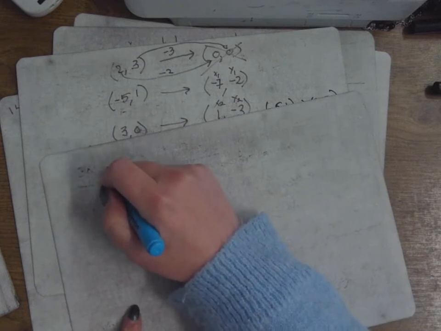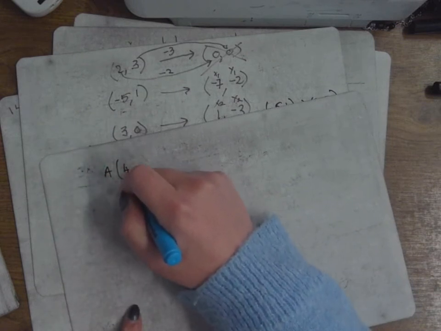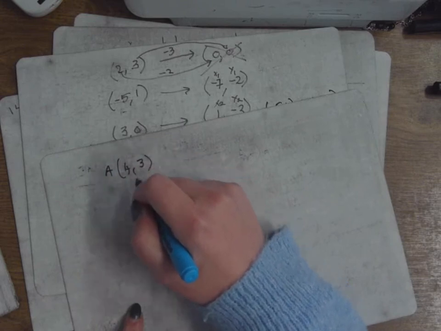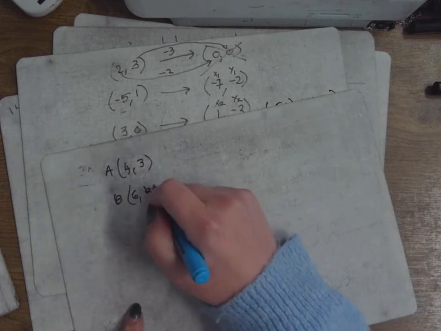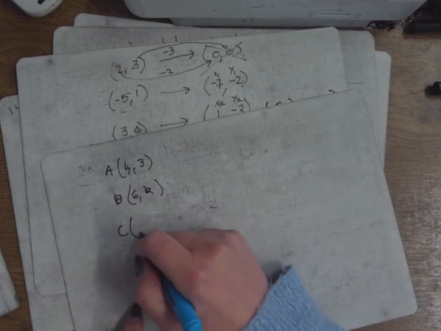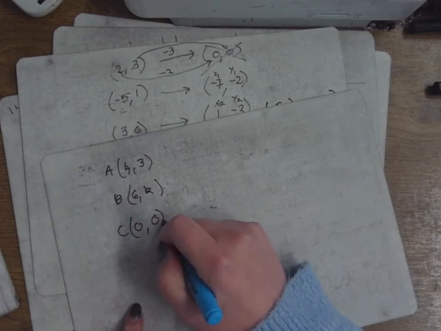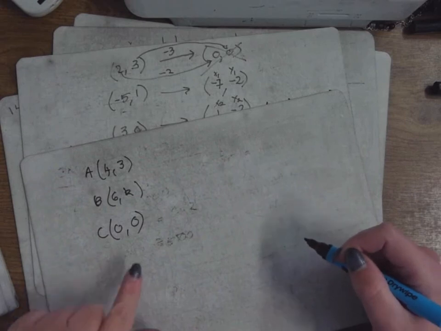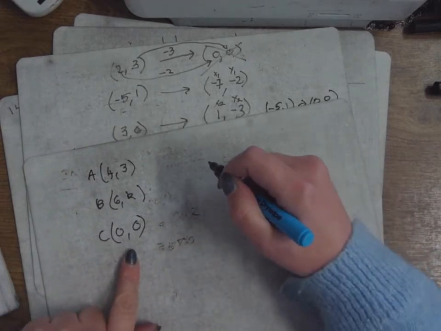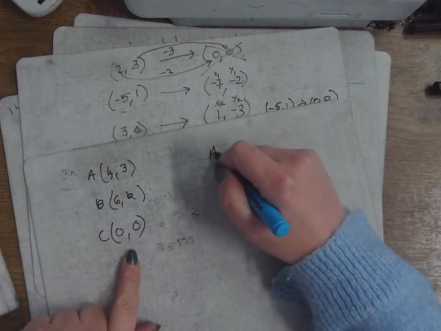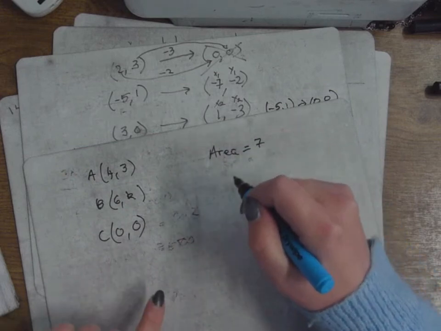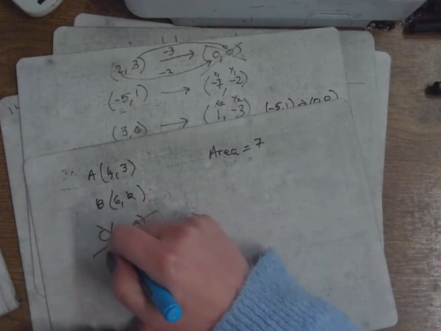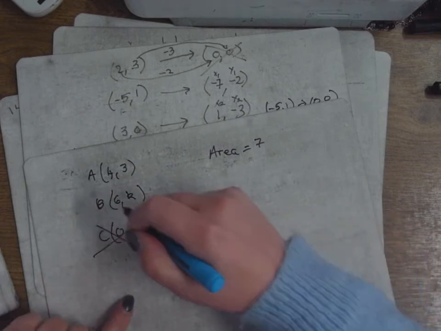So the coordinates are A, B, 6K, and C is 0, 0. Okay, so that means I've nothing to do. Great, isn't it? They're telling me the area is 7. So just a working backwards one. Obviously I don't have to do any translation because one of them is 0, 0 to start with.